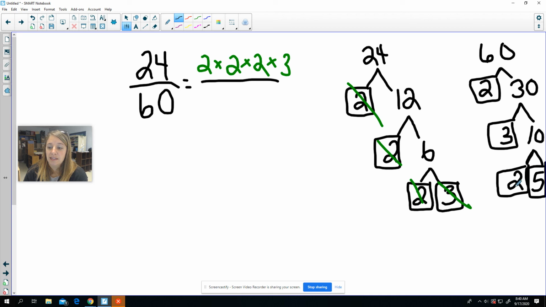So now notice my numbers are all out of order. That's okay. I like to try to write them in numerical order. So I'm going to write my 2's first. So 2 times, and that's why I like to cross them off so I don't leave anything out. Next in my order would come a 3, and then I have the 5.